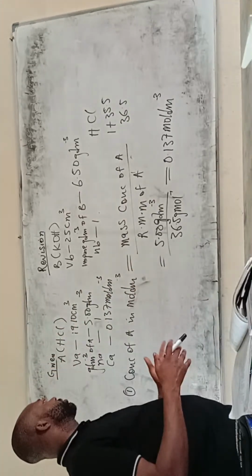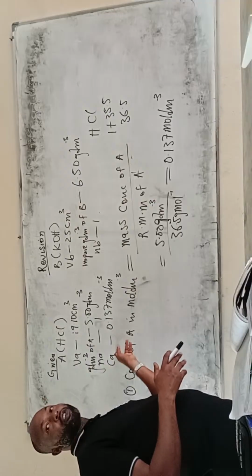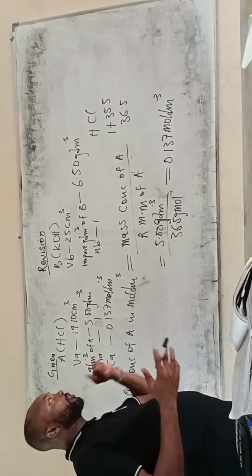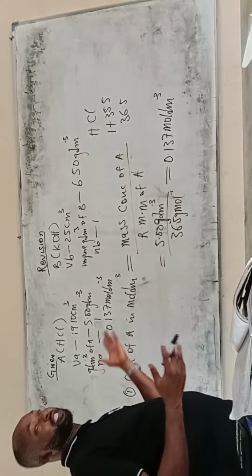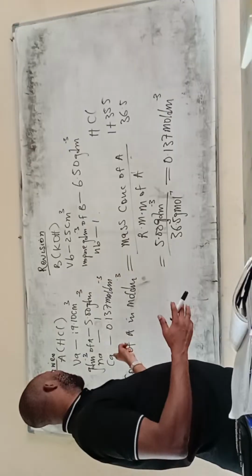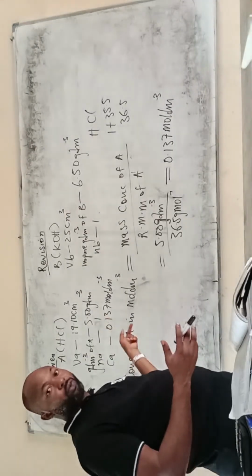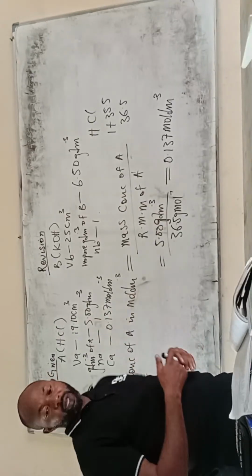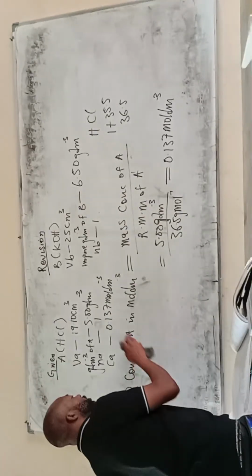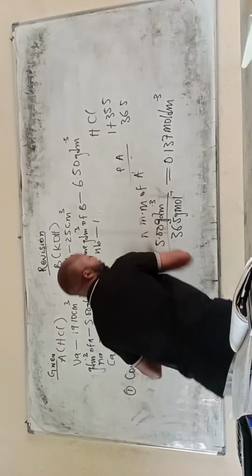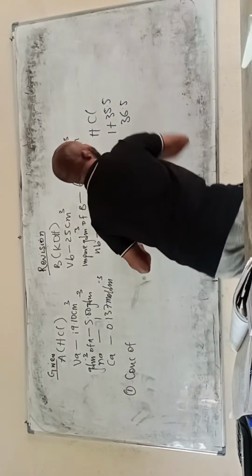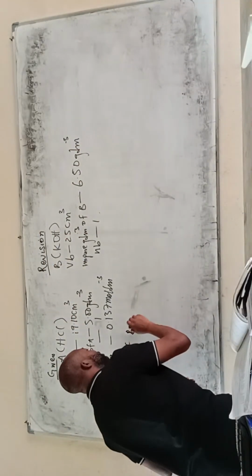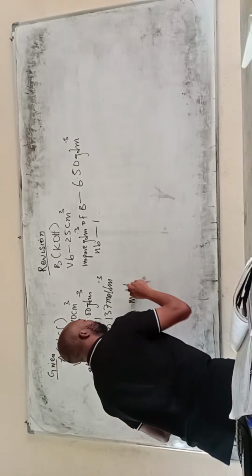Remember, before now, we never had CA, so we said we cannot use the formula CAVA. But now we've gotten our CA. Therefore, the formula that we can easily use now is CAVA, because we have two variables known. The other one, which is unknown, is what we will make the subject. So by virtue of that, we can proceed with this. Now, let me take this out. Concentration of B in mole per dm³.